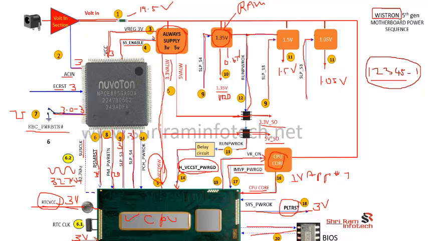So friends, in this way you have to follow these steps on the Wistron motherboard one after another. If you have a laptop with a Wistron motherboard that is dead, you have to follow these numbers, and 100% you will be able to diagnose the problem in the motherboard.